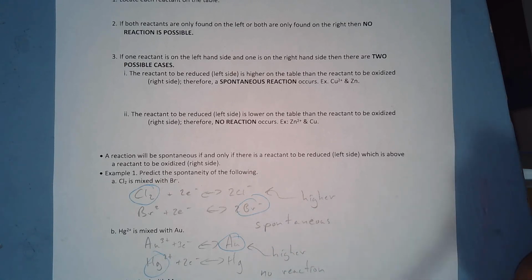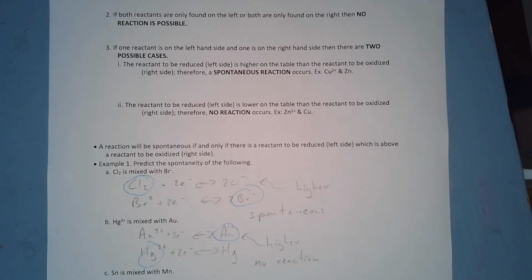You'll notice on your table that you've got voltages. I'll get to those pretty soon. What those voltages are for is when we try to calculate the overall voltage of putting together an electrochemical cell, essentially a battery. So don't worry about the voltages right now. You don't need to implement them in what we're doing. So this would be a no reaction.